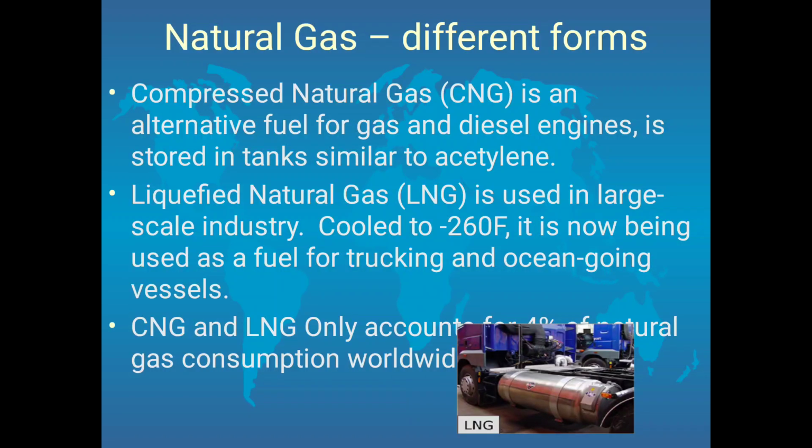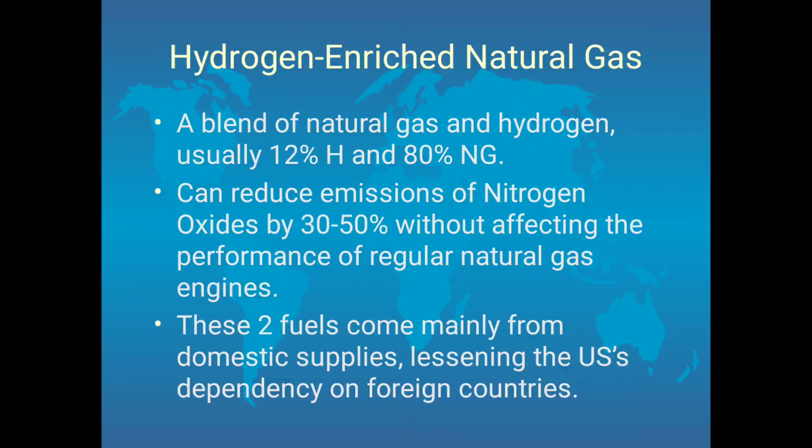Different forms of natural gas include compressed natural gas, or CNG. It is an alternative fuel for gas and diesel engines. It is stored in tanks similar to acetylene. Another one is liquefied natural gas, LNG. It is used in large-scale industry. It is cooled to minus 260 Fahrenheit. It is now being used as a fuel for trucking and ocean-going vessels. CNG and LNG only account for 48% of natural gas consumption worldwide.